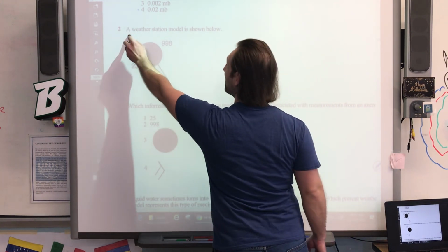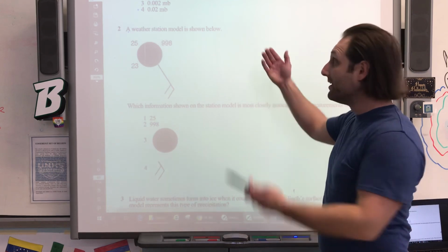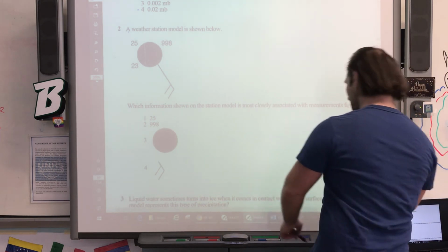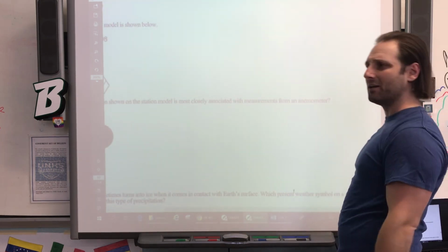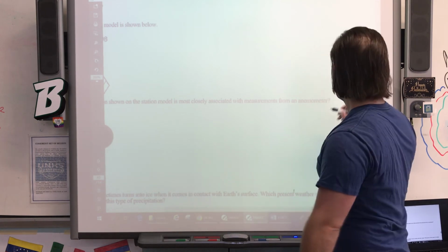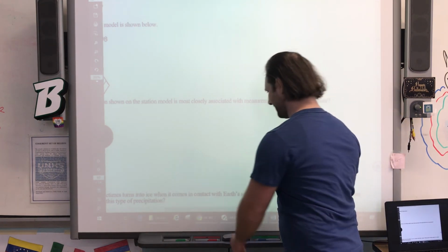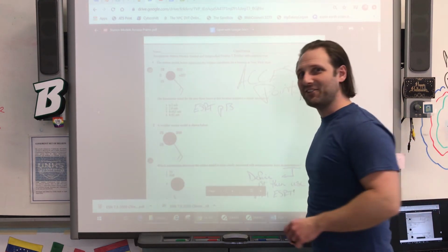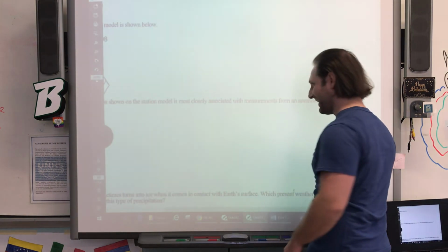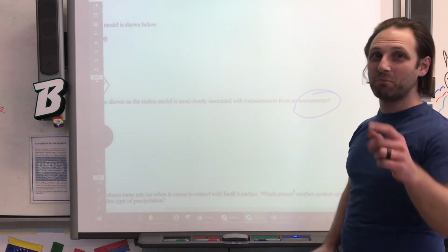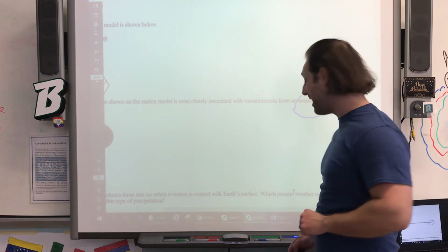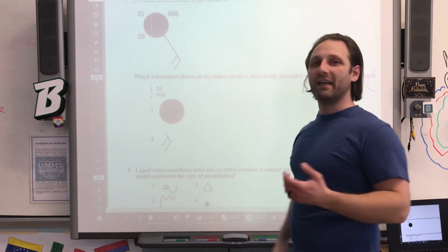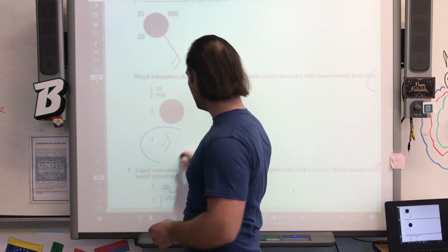All right, so number 2, a weather station model is shown below. Ta-da! Which information shown on the station model is most closely associated with the measurements from an anemometer? I may have not put that one in an access point, but you know what, I'll give it to you now. Did I? I did! I gave it to you in the access point. Go me. All right, let's go back here. So an anemometer, as my access point tells you, is that we're measuring wind speed with an anemometer. Well, then we have to figure out which portion of the station model is for wind speed. And we're going to go with choice 4.